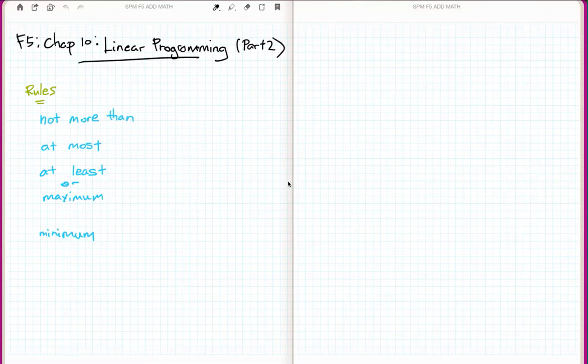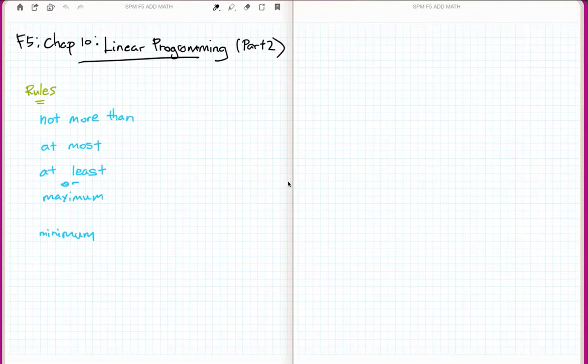This is Form 5, Chapter 10, Linear Programming, Part 2. If you have arrived here accidentally, not intentionally, I advise you to refer to my Part 1, because Part 2 requires those who have learned and practiced what I've shown in video 1, and you should have at least 1 week of your own practice on those questions.